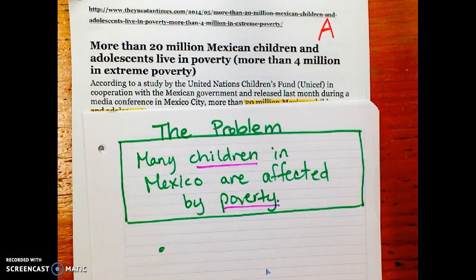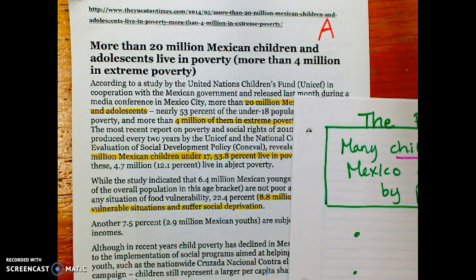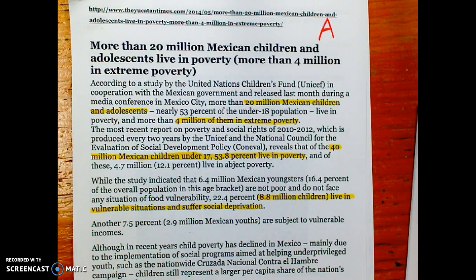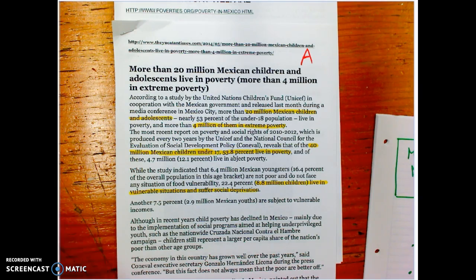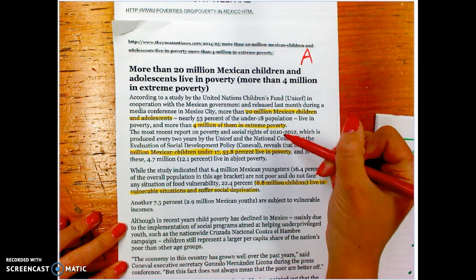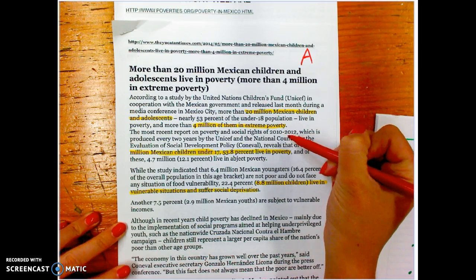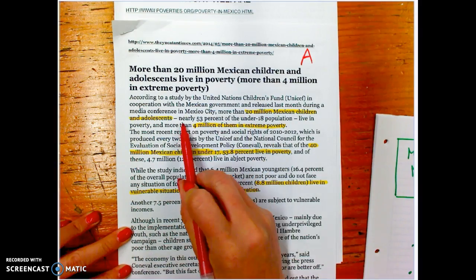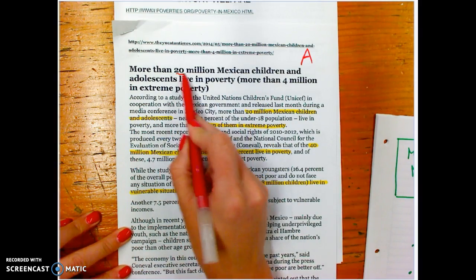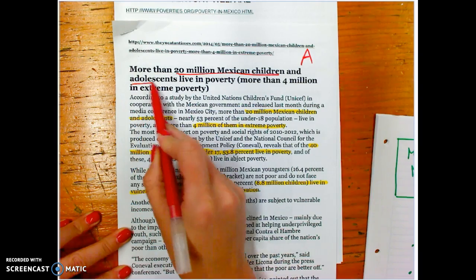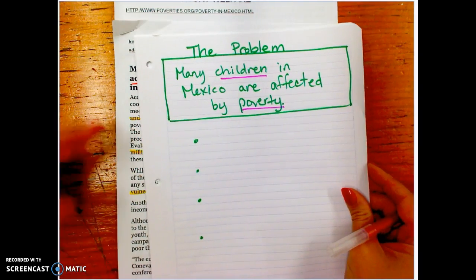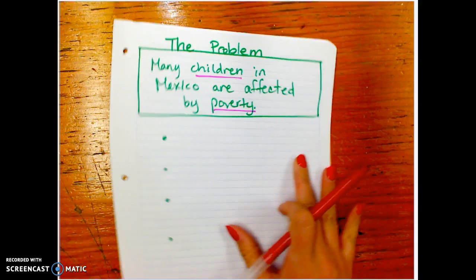Okay? So Article A, I'm going to pick up my red pen. If I pull any fact out of this article here, I'm going to want to write it in red just to keep extra close track of my facts. Let's see. 20 million Mexican children live in poverty. That first right here, and adolescents. That fact I'm going to put right here into my first bullet.